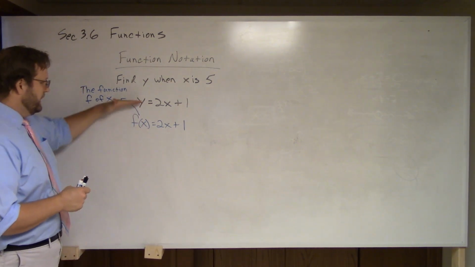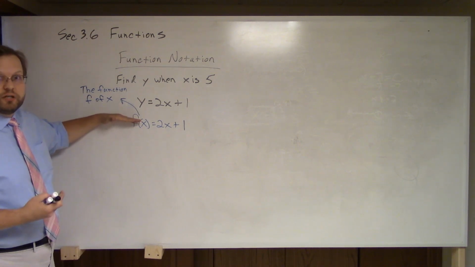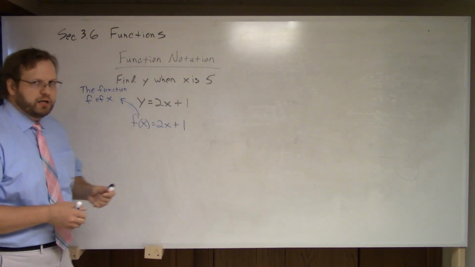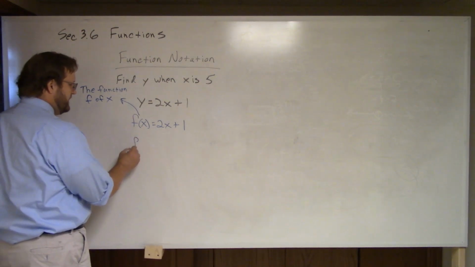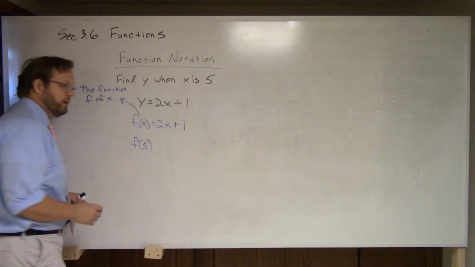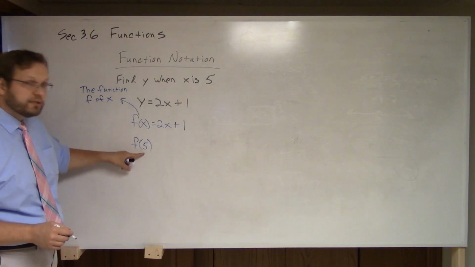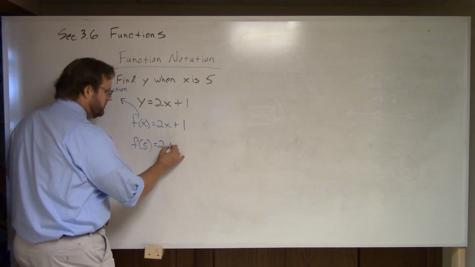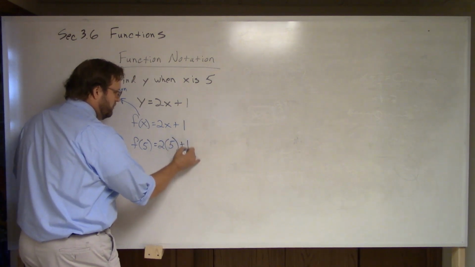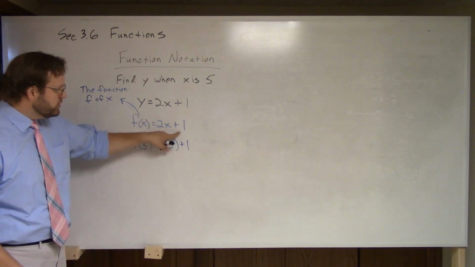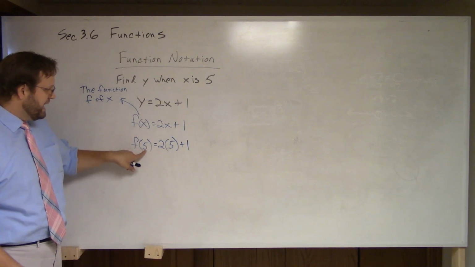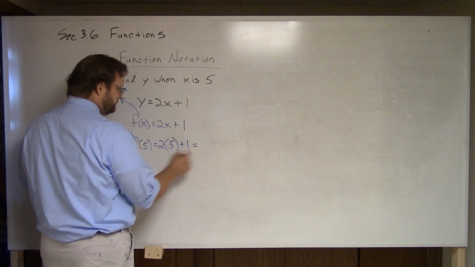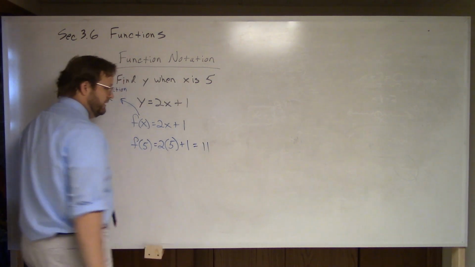Okay, so again, we have an equation, we have a function version of that. What they asked you was, find y when x is 5. Well, another way of writing that is find f of 5. Notice, I changed that x into a 5. That's all. So, I've got 2 times 5 plus 1. So the f told you use this expression, the 5 told you what to plug into that expression. And we get 10 plus 1 is 11.